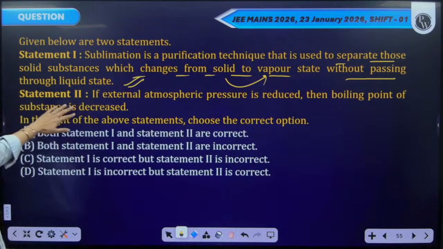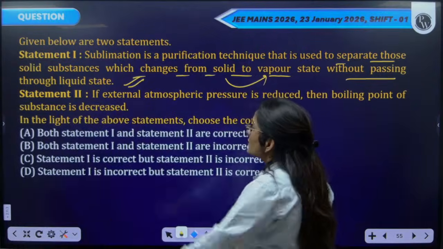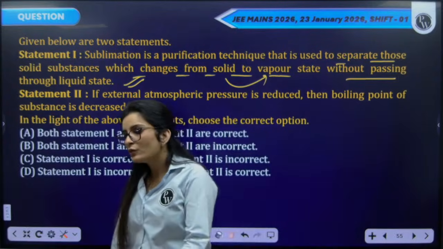Now next is: if external atmospheric pressure is reduced, then the boiling point of the substance is decreased. Yes, so how do we define the boiling point?